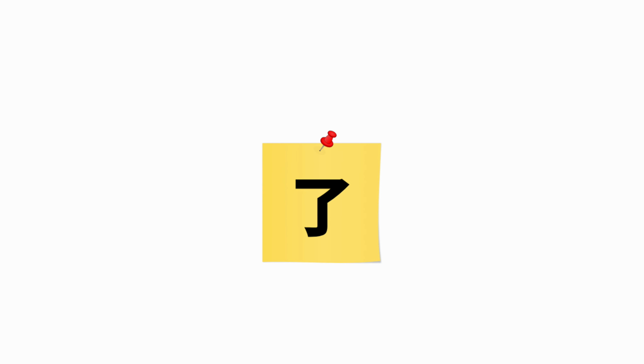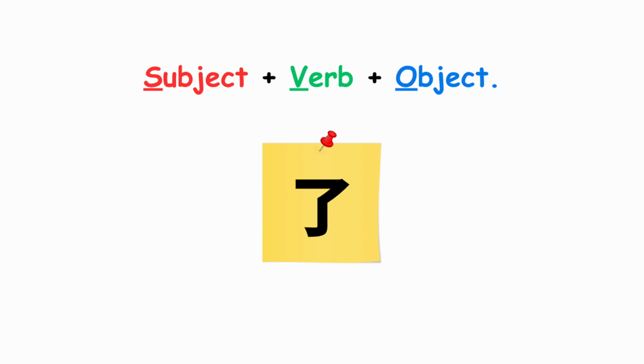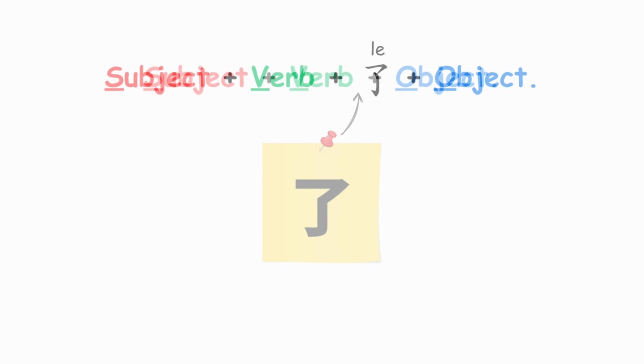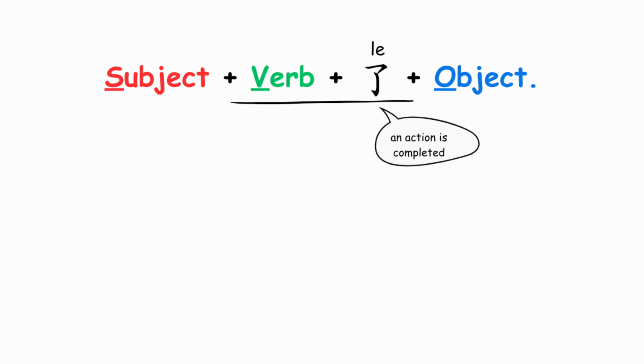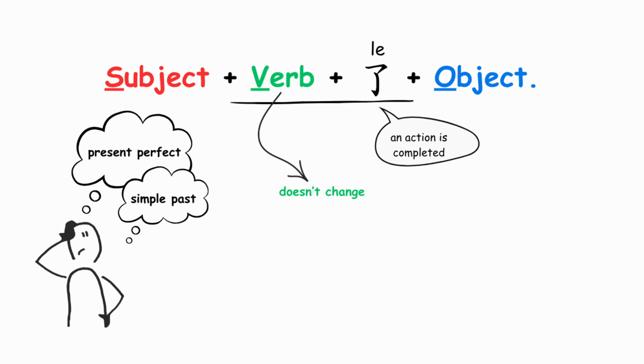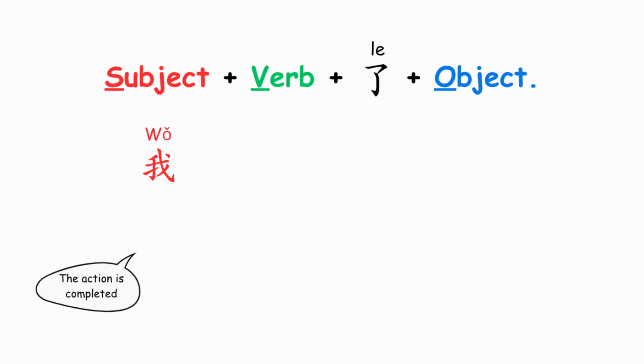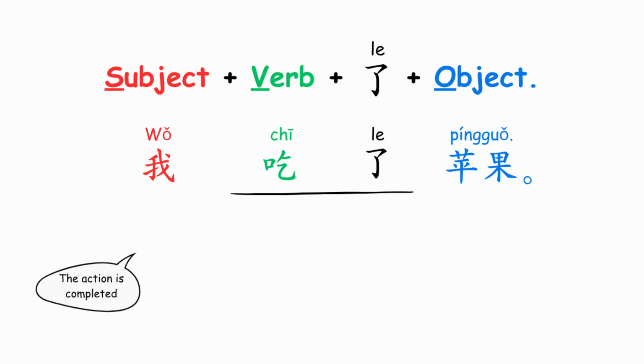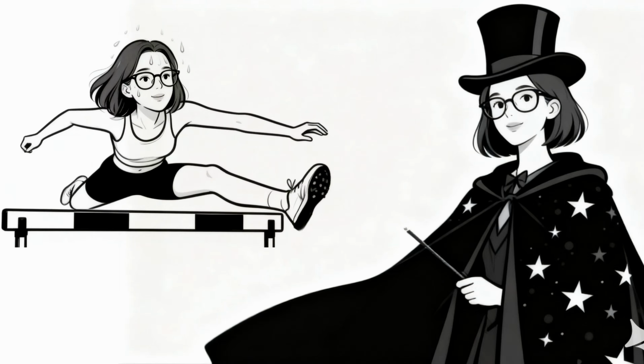For example, the particle 了, which is usually placed after a verb, indicates that an action is completed. It's similar to using the present perfect or simple past in English, but it doesn't change the verb itself. Example, 我吃了苹果 means I ate apples. See how just one tiny word can completely change the meaning? That's the magic and the challenge of Chinese grammar.